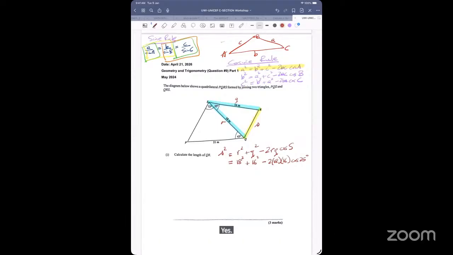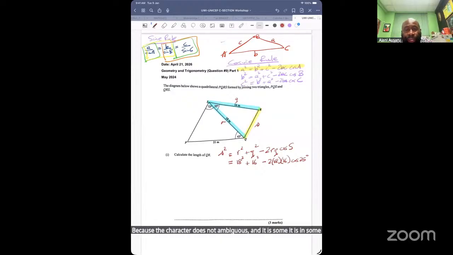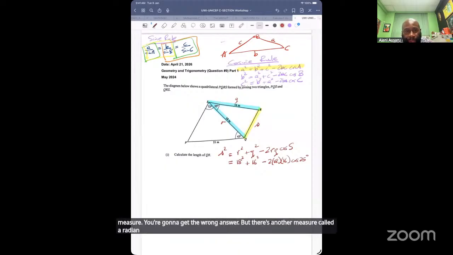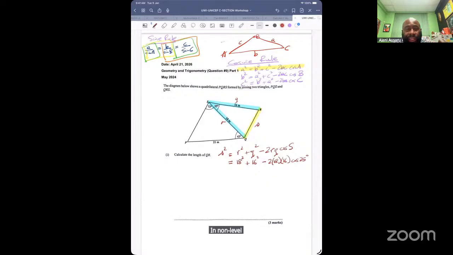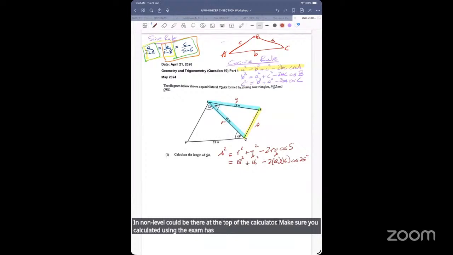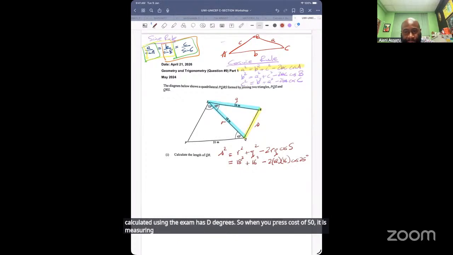Because if the calculator is not on degrees, and it is in some other measure, you're going to get the wrong answer. There's another measure called radian measure, and another called gradient measure. You don't have to worry about those right now. But if the calculator is not set on degrees, it normally has a little D at the top of the calculator. Make sure the calculator that you're using in the exam has degrees. So when you press cos of 50, it is measuring the 50 in degrees. You understand?